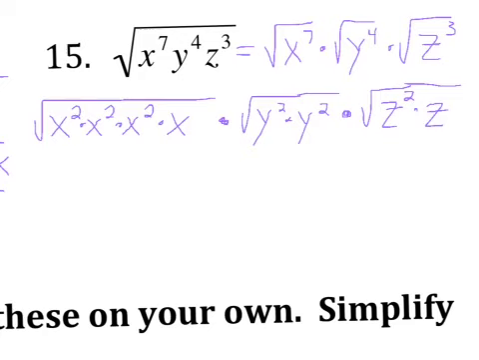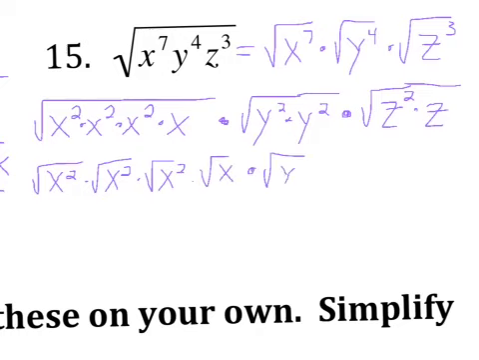Okay, now further breaking it up, we have the square root of x squared times the square root of x squared times the square root of x squared times the square root of x, and then the square root of y squared times the square root of y squared, the square root of z squared, and the square root of z. I was able to fit it all in there.